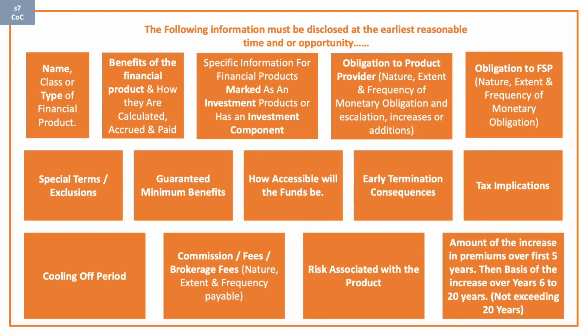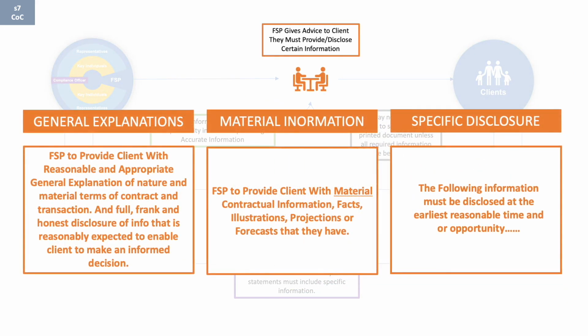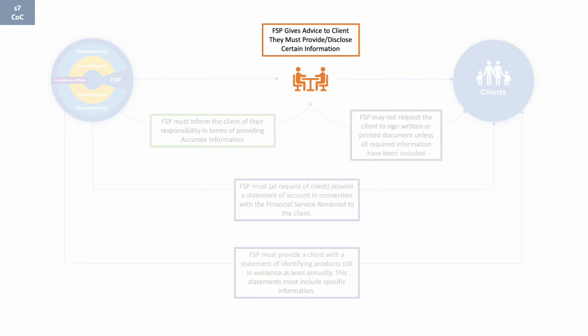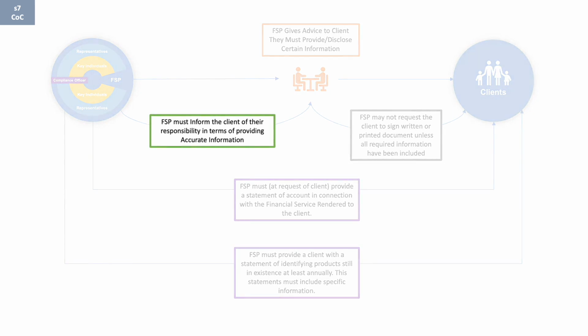So now we have covered all the elements relating to when the FSP gives advice to the client: what information the FSP must provide and disclose when rendering the financial service. In terms of specific disclosure, Section 7 of the Code of Conduct goes into detail as to what needs to be disclosed. We will now cover facts that the FSP must tell and inform the clients of the client's responsibility in terms of providing accurate information.